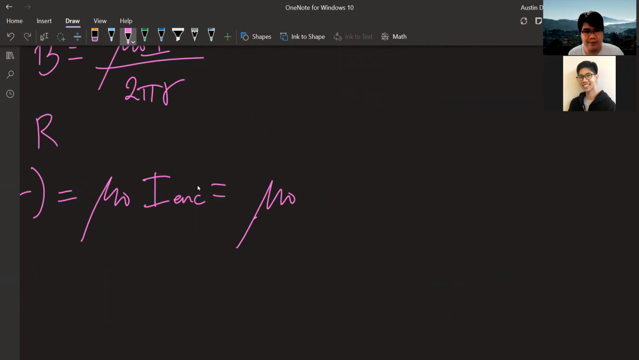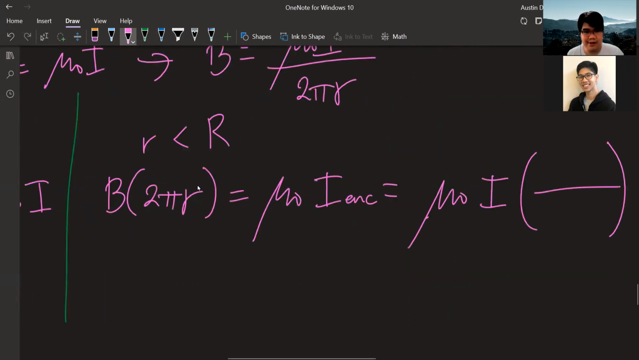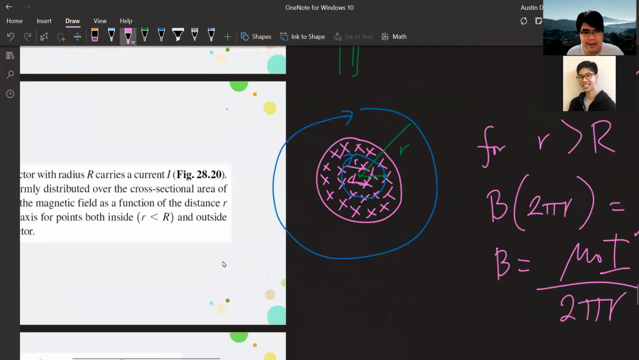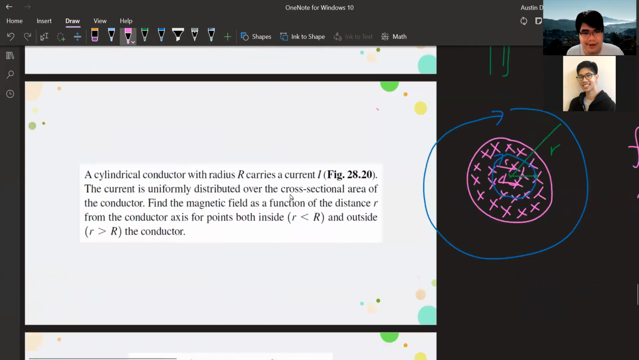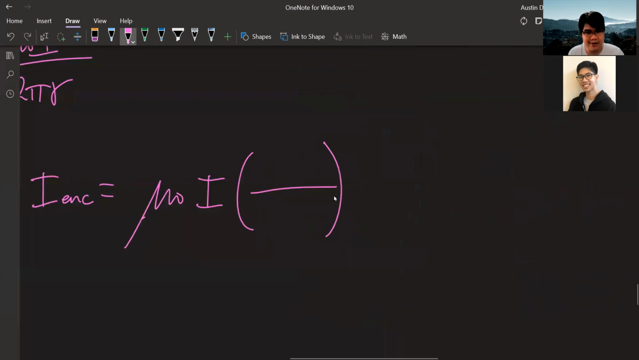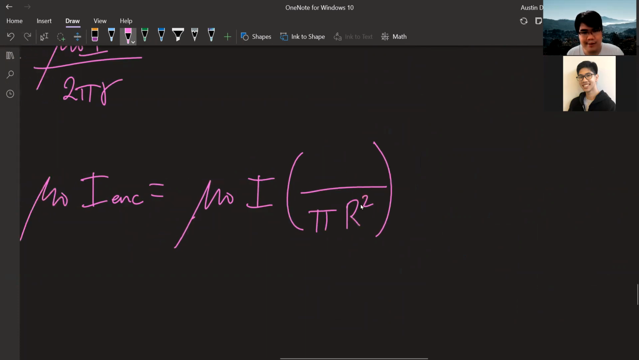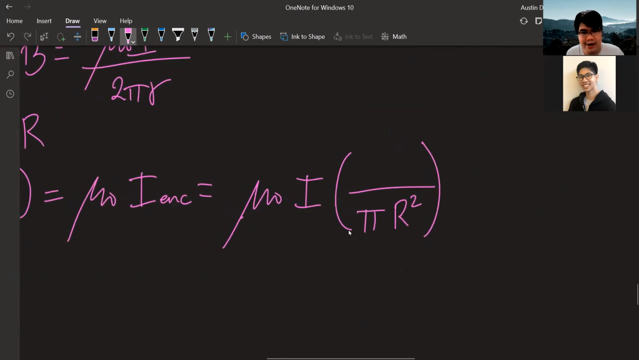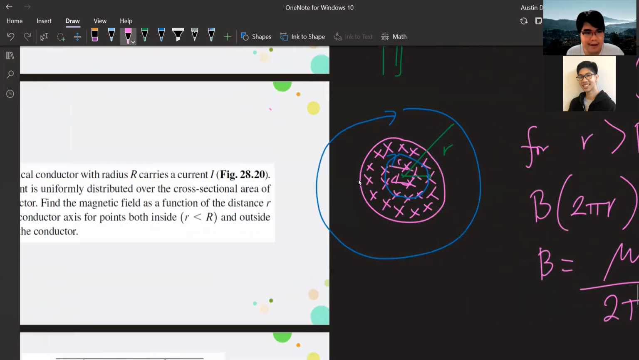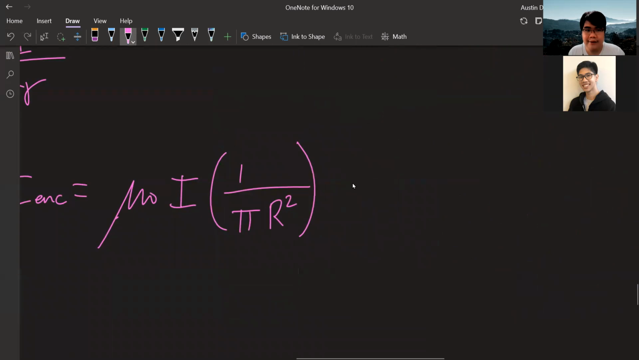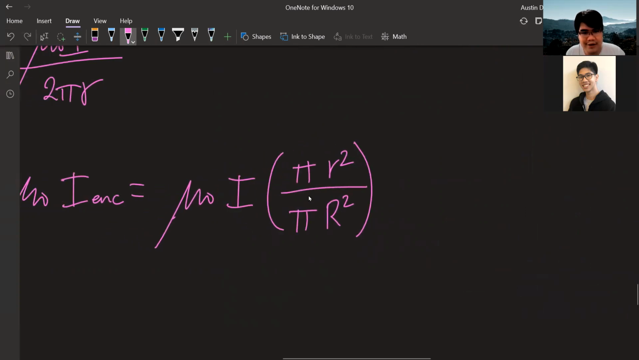Okay, so I enclosed would be the total I. So kukunin ko lang yung percentage na nakuha ko. Titingnan mo kung saan yung distribution niya. So area yung distribution niya. Therefore, the percentage must come from an area. So we have the total, which is the total cross-sectional area of this cylinder, which is pi R squared. Then the amount that I have is this. Na-enclose ko. Percentage lang ito.